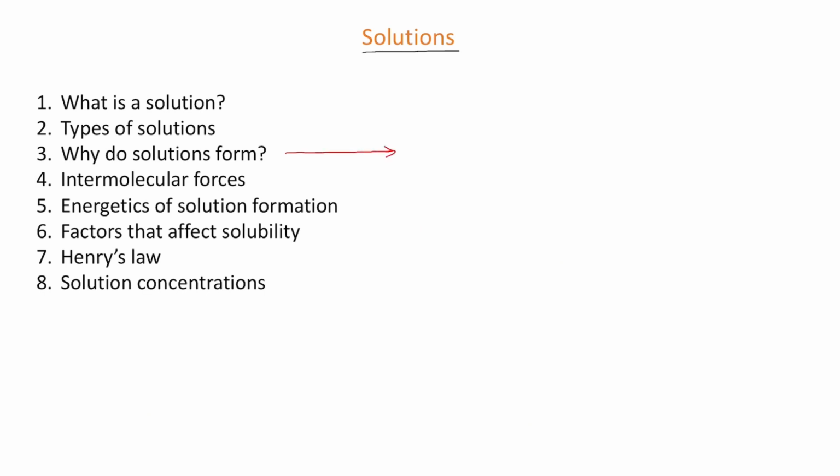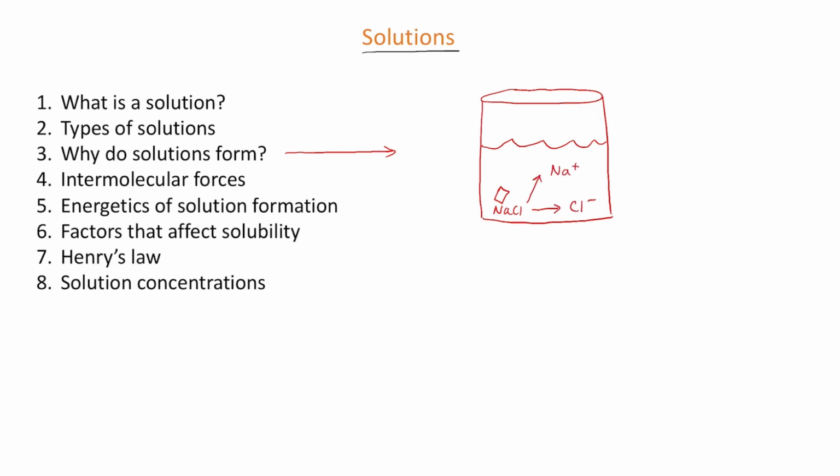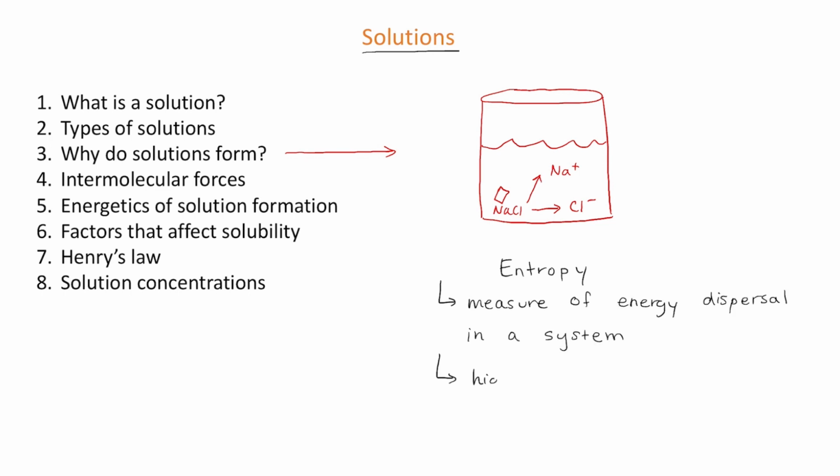Let's start by thinking, why do solutions form in the first place? For example, looking at our saltwater solution, why does sodium chloride dissolve into sodium and chlorine ions when we mix it with water? Well, in order to understand why a solution forms, we have to look at entropy. Entropy is a measure of energy dispersal in a system. And higher entropy would mean the energy is more dispersed.